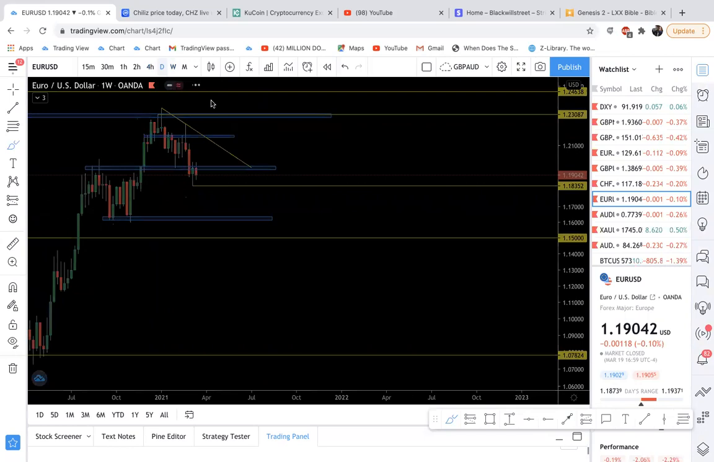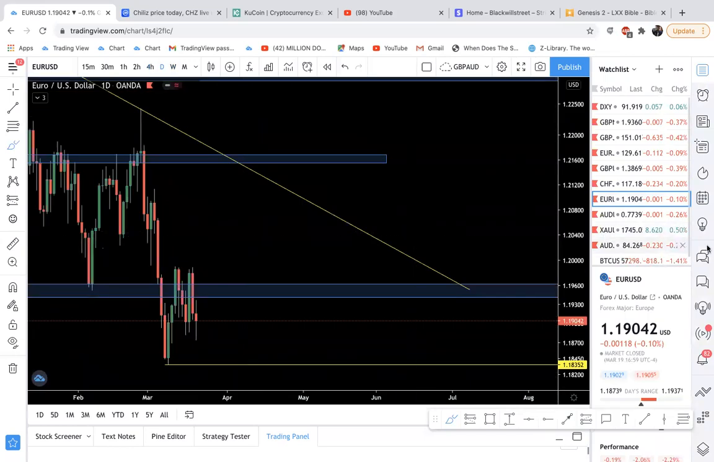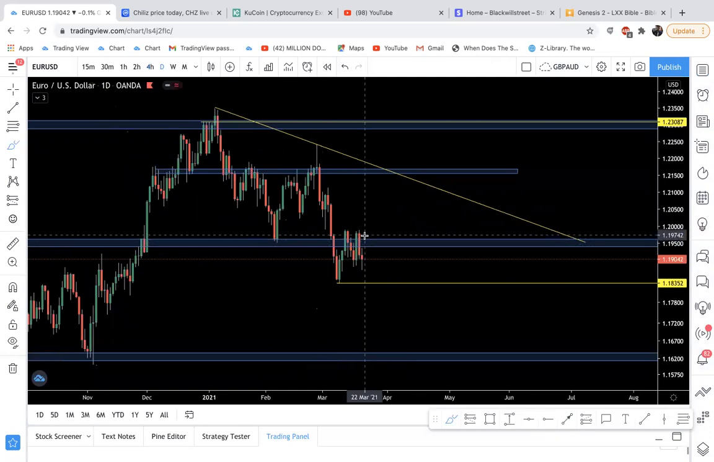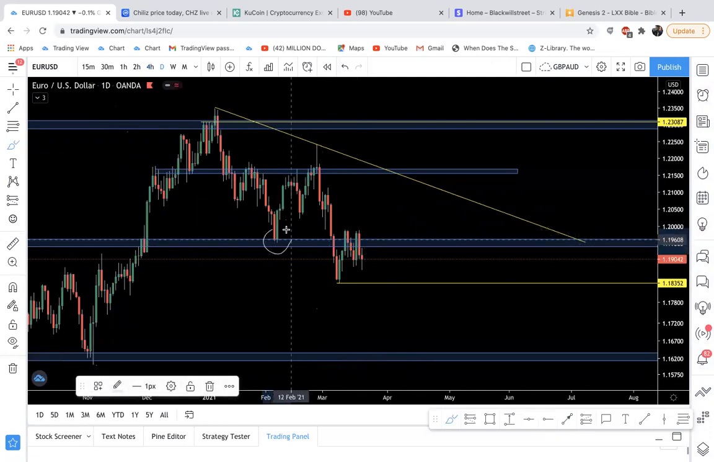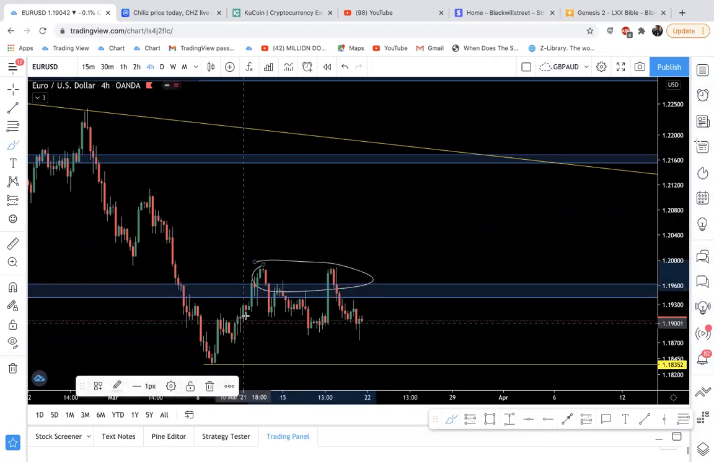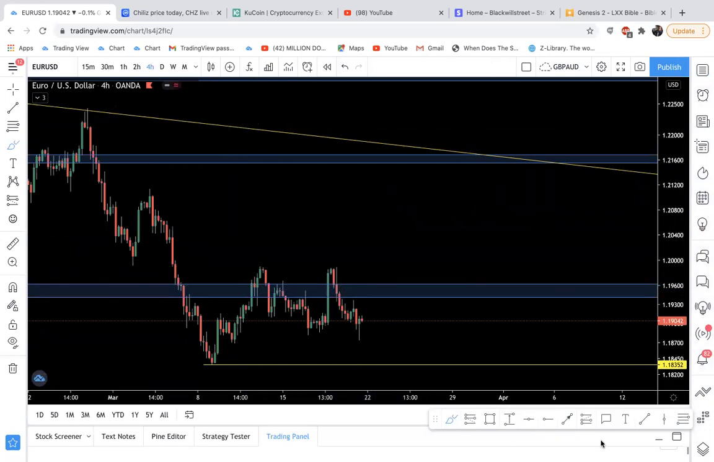On EURUSD, it actually did what I expected it to do. It pulled up a little higher, but for the most part, it's still retesting and holding resistance at this previous level of support structure. If we go down to the 4-hour, you see we formed this double top right here.